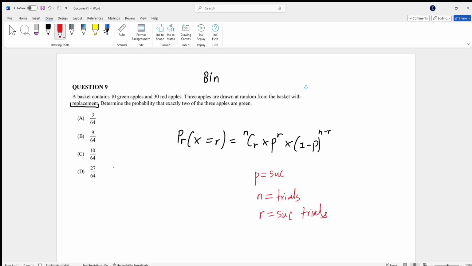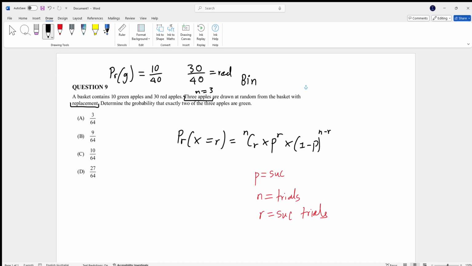So here, we have 10 green apples and 30 red apples. So in total, we have 40 apples to choose from. So the probability of getting a green apple would be 10 out of 40. The probability of getting a red apple would be 30 out of 40. So here, 3 apples are drawn at random. So the number of trials means the number of things they've drawn. So this means n is equal to 3 for binomial.